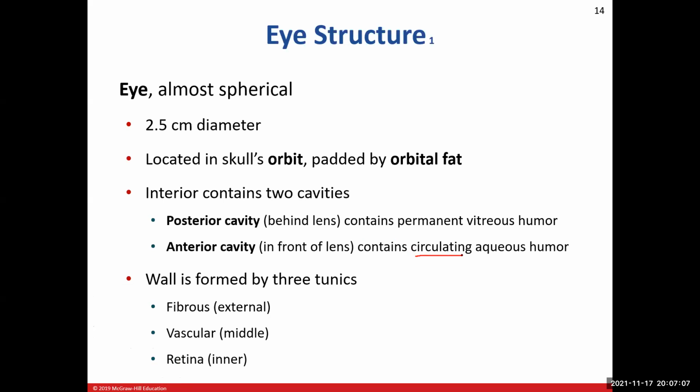In the posterior cavity, we have a substance called the vitreous humor. And we call it the permanent vitreous humor because you are born with it and it does not go anywhere. It stays there. Now, it's more like a gelatin. If you've ever had Jell-O or pudding, it's very similar in consistency to Jell-O or pudding. It helps the eye hold its shape.